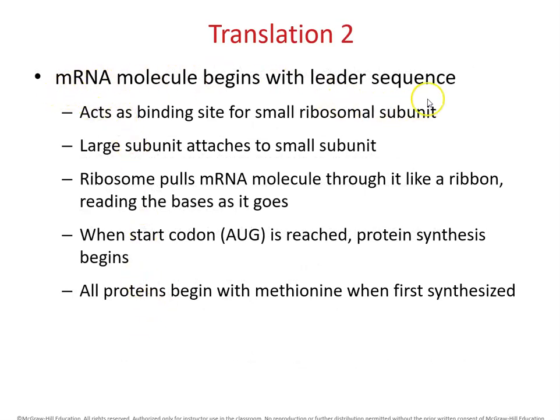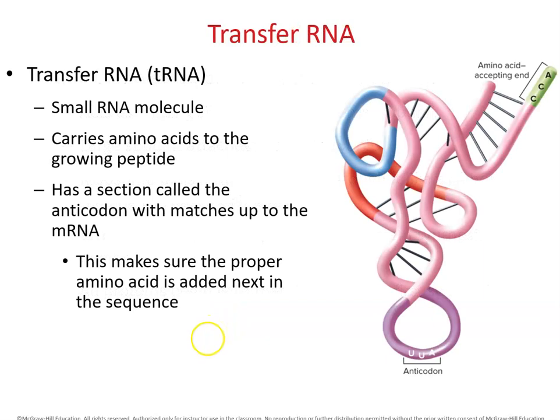So mRNA, we talked about this. mRNA is the code. It starts with an AUG, and then each three letters, each three base pairs, are going to add a new amino acid. tRNA, here it is. It has a place where the amino acid gets tagged on, and then it has a region called the anticodon, and that's going to match up on the ribosome to make sure that we're adding the right amino acid at the right time.